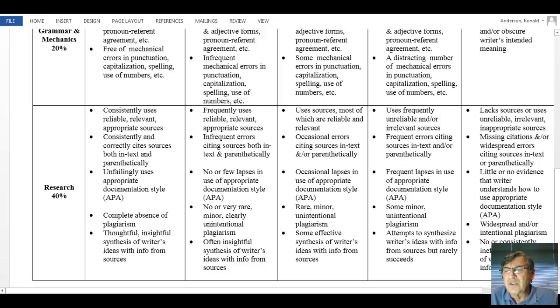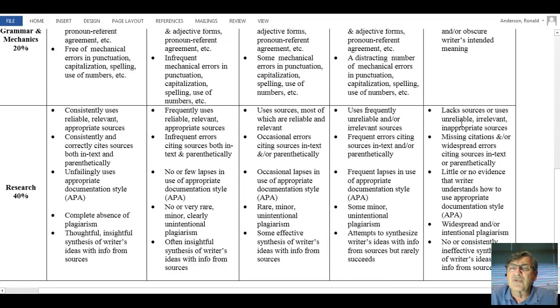Look at what will get 0 points. Lacks sources or uses unreliable, irrelevant, inappropriate sources. I'll take off the 12 points if I don't like your references. Even if you use APA style, if I don't like the references, you're not going to get the points for this section. Missing citations or widespread errors citing sources in text or parenthetically.